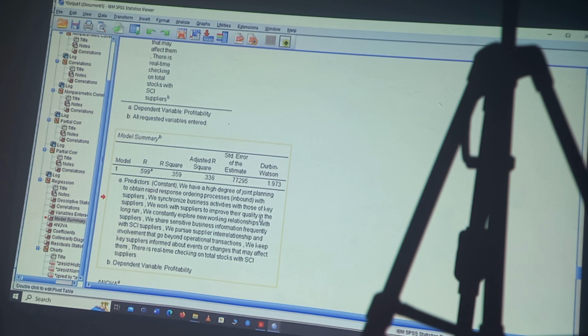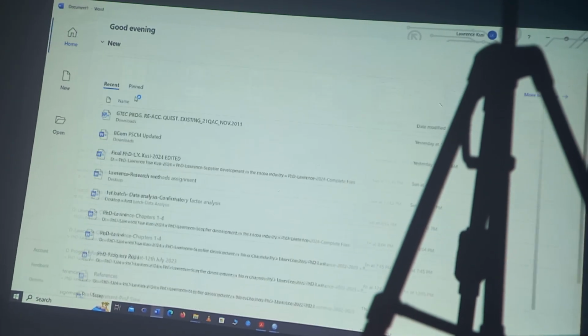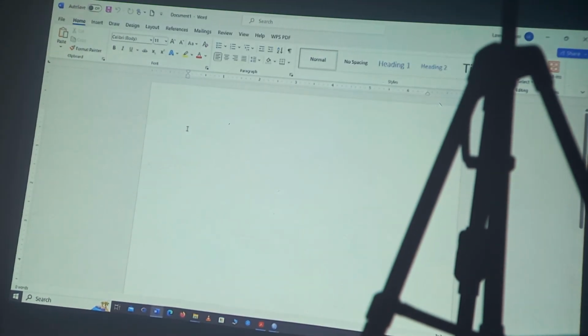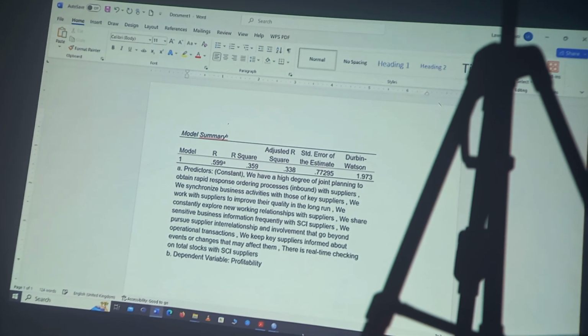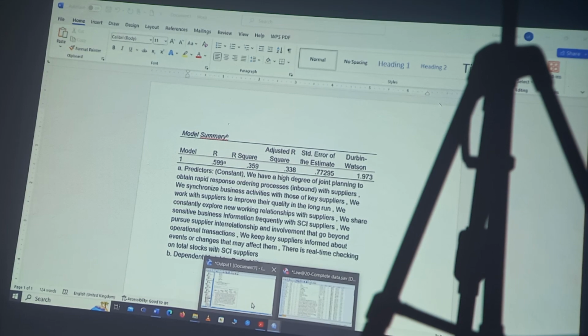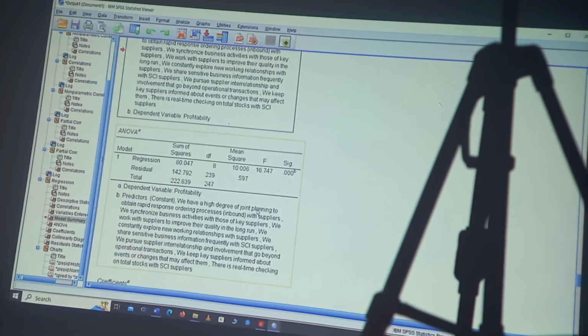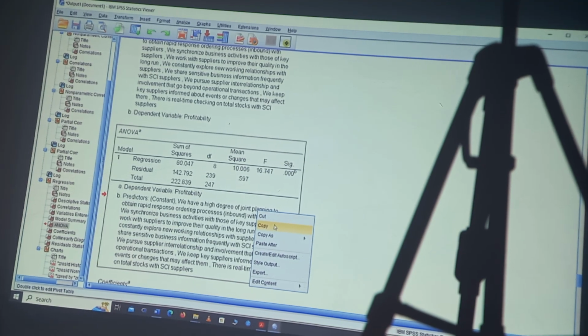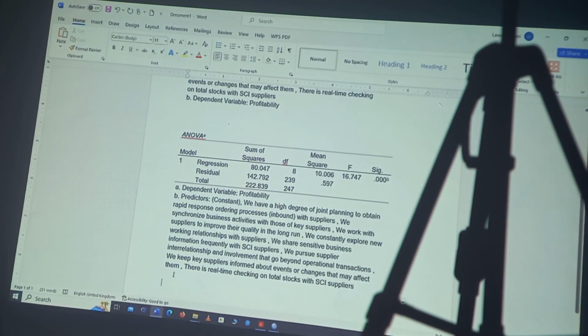The model summary. Okay, so you copy the model summary and put it here. After the model summary, which other table do you have to look out for? The critical table you have to look out for is the annual. You copy it and paste it there. We have their names in this window, on the left side.